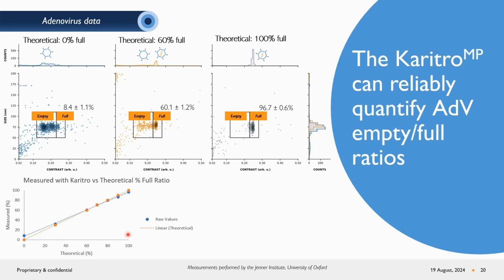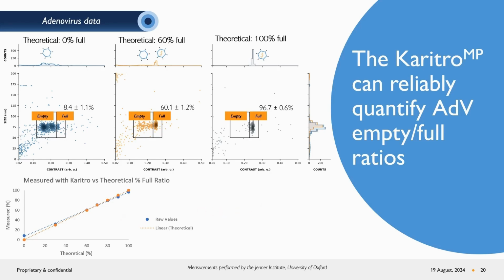And what you can see here is a very nice linear positive correlation between the measured and the theoretical values. You can see a very small offset between the raw values and the linear theoretical values. And this is coming from a small percentage of full adenoviruses in the empty sample. This is related to the fact that it was difficult to purify completely the full adenovirus from the empty sample. In conclusion, what we can see here is a very nice way to determine empty to full ratios with the KaritroMP in a few minutes with very small volumes of sample.